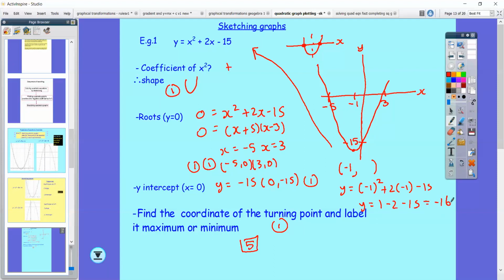I think. Does that fit? Does that make sense? Yes, it does. And there's your graph completed. Okay, now I'm not trying to teach you, I'm just trying to show you the things that we can pick up as we're going through this.